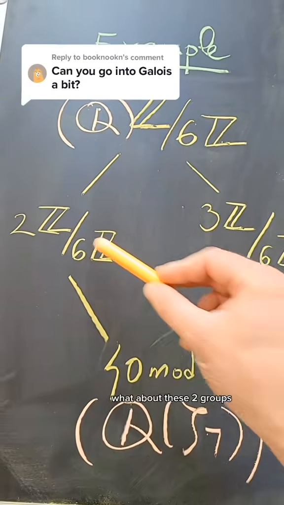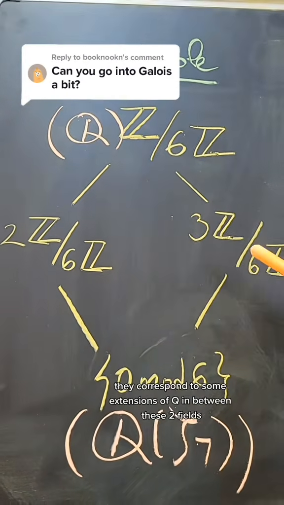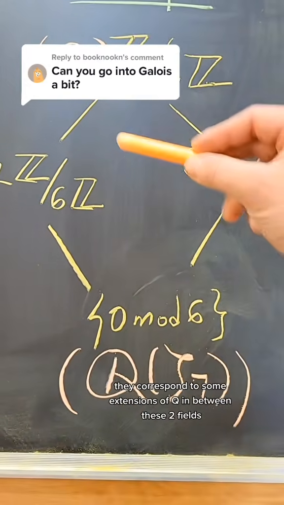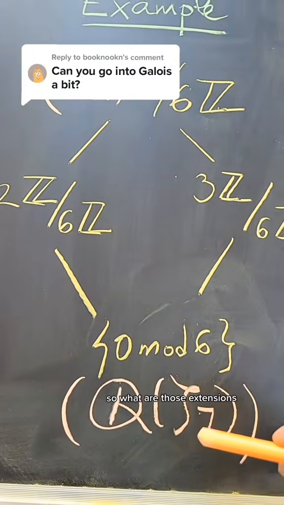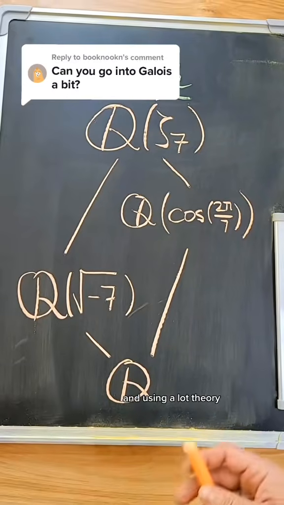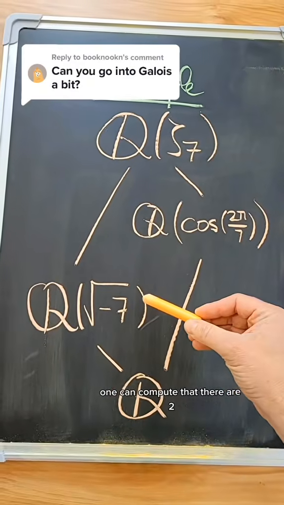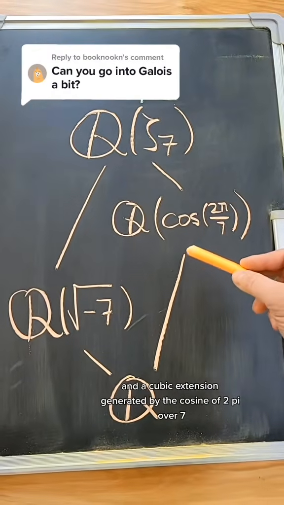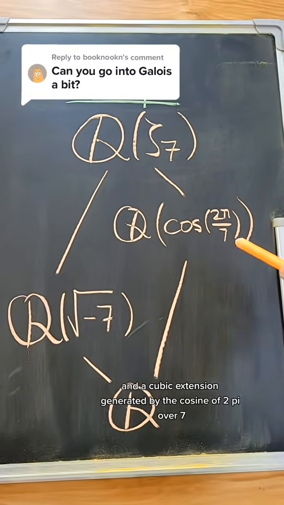So the question is, what about these two groups? They correspond to some extensions of Q in between these two fields. So what are those extensions? And using Galois theory, one can compute that there are two: a quadratic extension generated by the square root of minus 7, and a cubic extension generated by the cosine of 2 pi over 7.